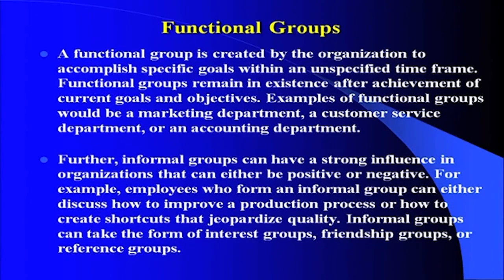Now, further, informal groups can have a strong influence in an organization, which can be either positive or negative. For example, employees who form an informal group can discuss how to improve a production process or how to create shortcuts that jeopardize quality. Informal groups can take the form of interest groups, friendship groups, or reference groups. So, just as I mentioned earlier, some of the groups which are very, very important come under the category of formal groups.